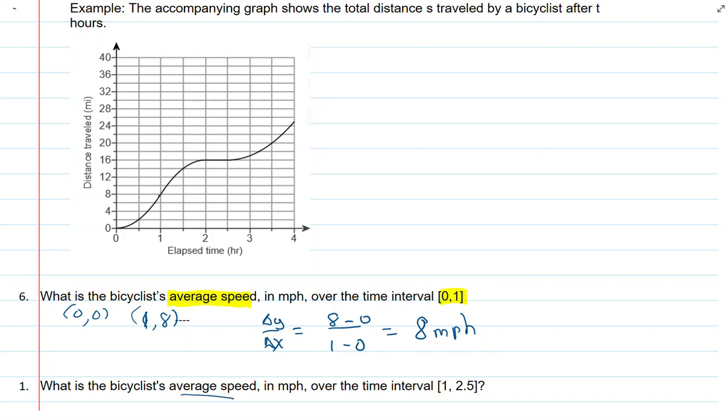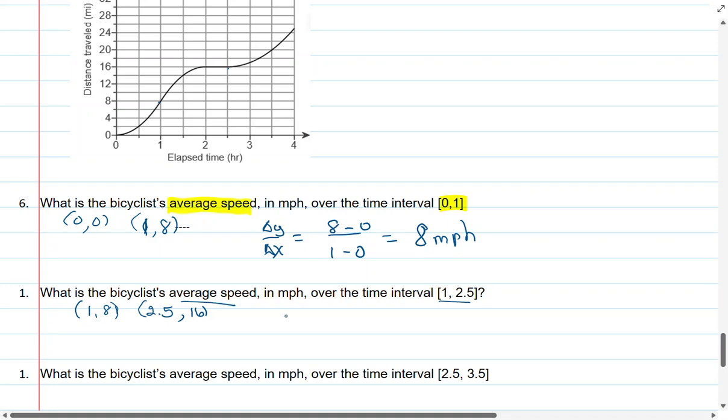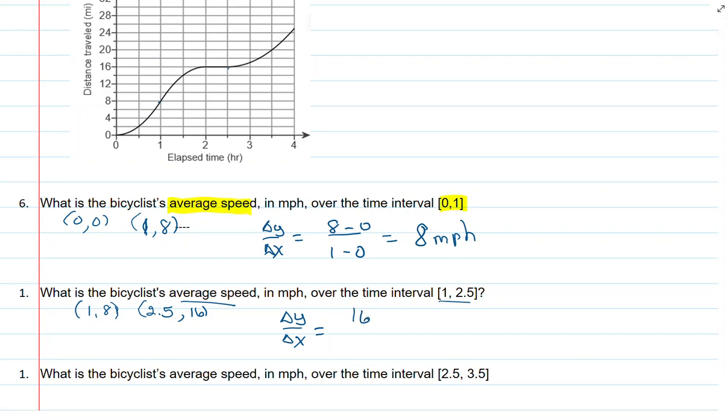What is the average speed in miles per hour over the time interval 1 to 2.5? Here we go. We know what 1 is. 1 is 1 and 8. Now we need 2.5. Oh, it came out good, 16. So again, we're going to do the change of y over the change of x, and that gives me 16 minus 8 over 2.5 minus 1.